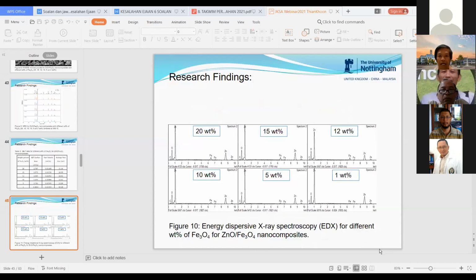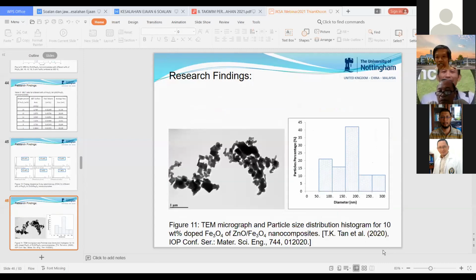And for the XRD as well, it's still pure. And of course, what we mainly want to look at is the average size of our nanocomposite materials. What we found from the TEM is that it is between 150 to 200, so it's still acceptable.